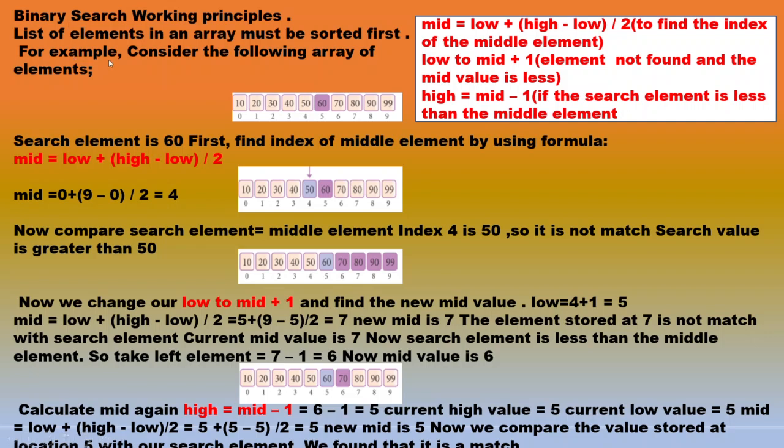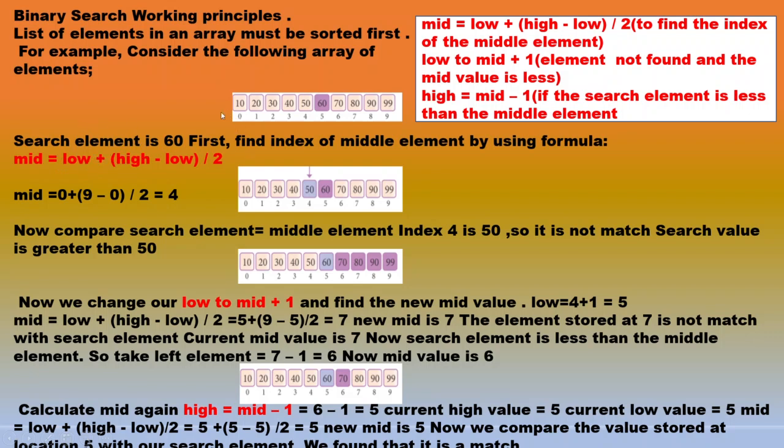So let us see an example for this. Here we have an array of 10 elements from 10 to 99. We are first searching for the element 60. In order to find the element 60, we have to find the index of the middle element. So now we are going to apply the formula mid equal to low plus high minus low by 2. What is low and what is high? You may have a doubt regarding that.